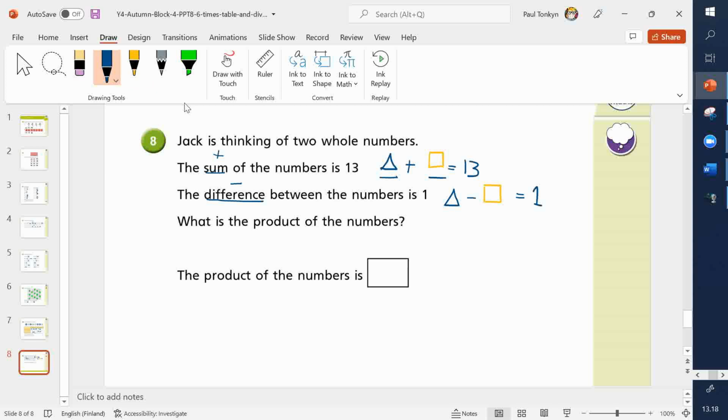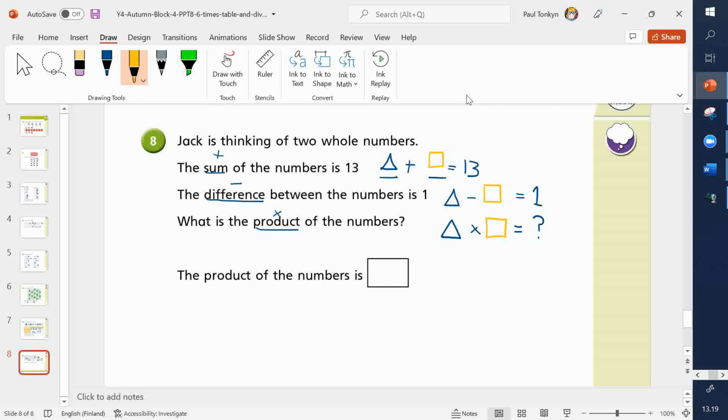What is the product of the numbers? Okay, so the product, what does product mean? That's a bit of a difficult word as well. The product means multiplication. So if you times these 2 numbers, they want to know this. If we have the triangle and we times it, it's a bit of a puzzle really, we times it by the square, what will that give us?